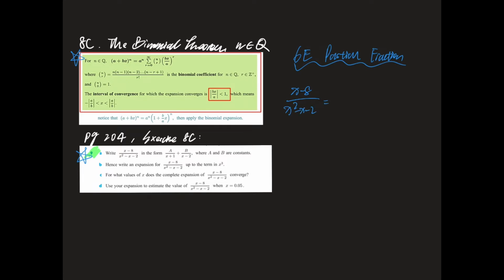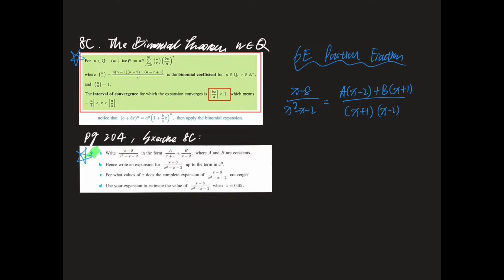And then what we can do is make them the same denominator, and your numerator becomes a times x minus 2 plus b times x plus 1, okay? And then once we've done that, we can either equate the coefficients for the numerators on both sides, or a quicker way, which I think most of you did in the unit test, is to let x equal to the zeros of the denominator.